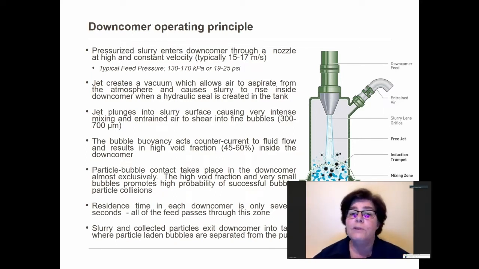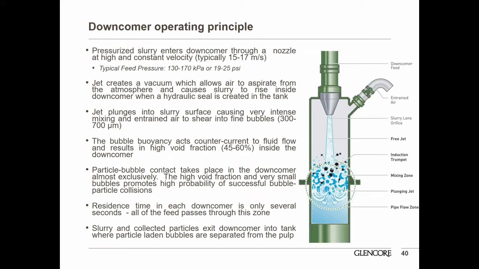The buoyancy of the bubbles acts countercurrent to the fluid flow and results in a very high void fraction, over 50% inside the downcomer. So essentially there's a huge amount of air in that downcomer. The plunging jet means the bubble particle contact takes place in the downcomer almost exclusively. The high void fraction and the very small bubbles promote a very high probability of successful bubble particle collisions. The residence time in each downcomer is only several seconds, but what's really important is that all of the feed passes through this zone, so there is no short circuiting.